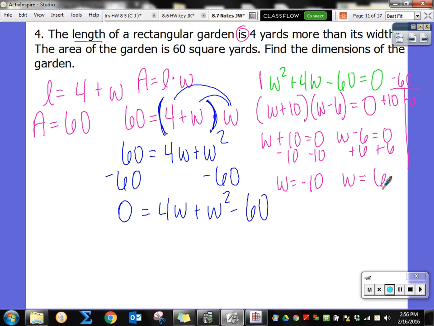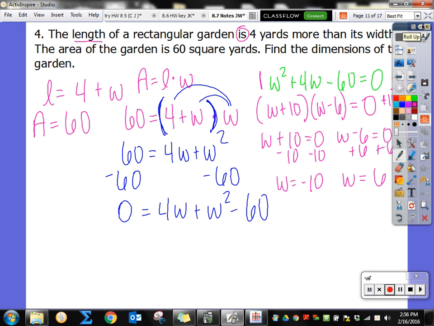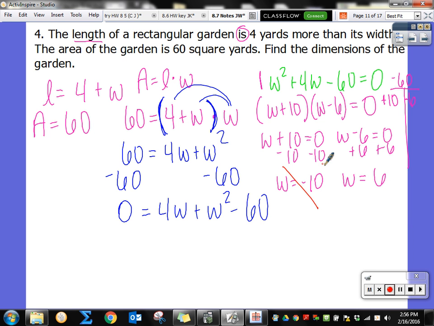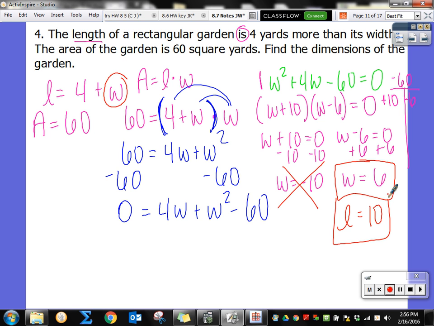Which one of those doesn't belong? Isn't that a Sesame Street song? Which one makes no sense? If you say the width equals negative 10, does that make sense? So if you have a negative where it doesn't make sense, guess what you get to do to it? Cross it out. So the width is 6. You would take that and plug it right here to get the length. So the length is 10. So those would be the two dimensions for this problem.